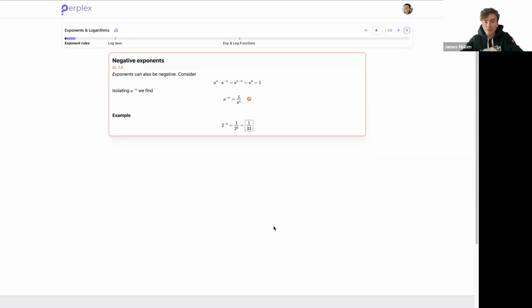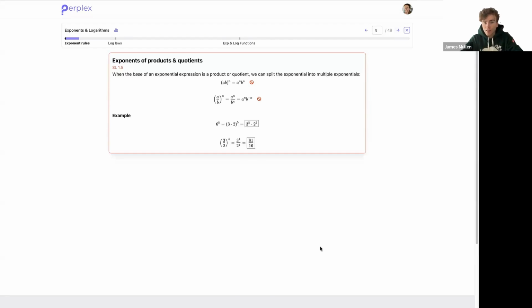Negative exponents. Exponents can be negative. If you consider a to the n times a to the negative n, then using the rule that we just derived, I can write that as a to the n plus minus n, so a to the n minus n, which is a to the 0, and we know that that's 1. And that means that if I isolate a to the negative n by dividing both sides by a to the n, I'll find a to the negative n is 1 over a to the n. And that's another rule that you have in general. So for example, 2 to the minus 5 is just 1 divided by 2 to the 5, which is 1 over 32. By the way, we're going to move through all of the rules for exponents, then we'll do a couple of exercises and go from there.